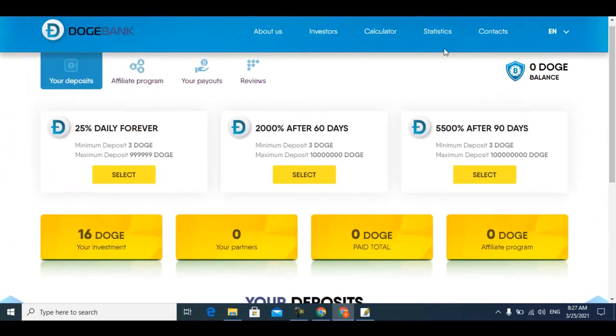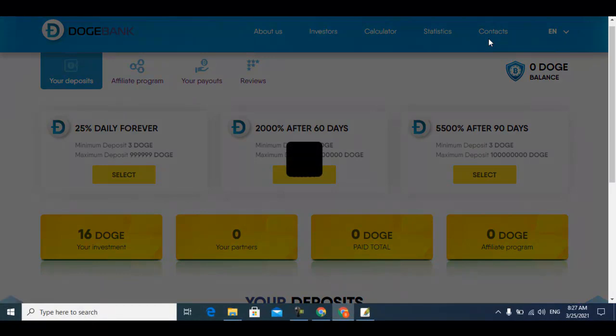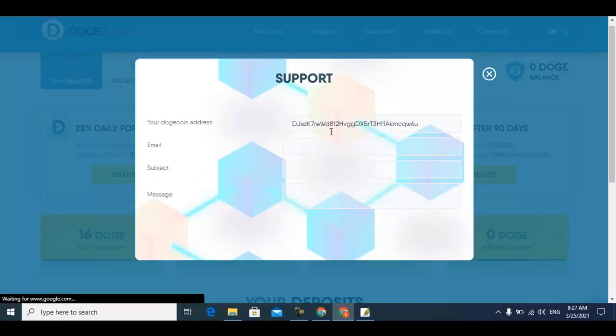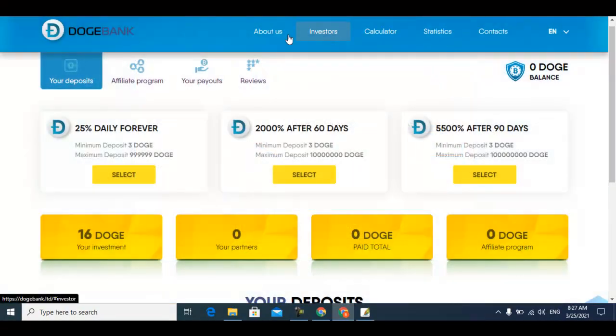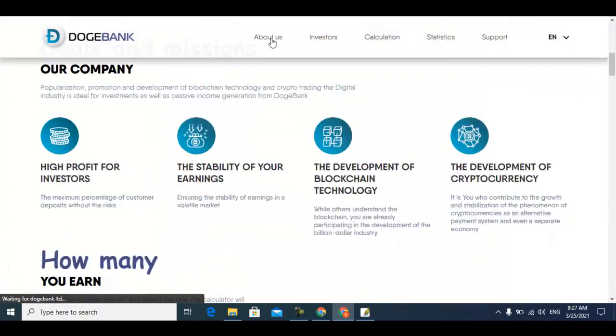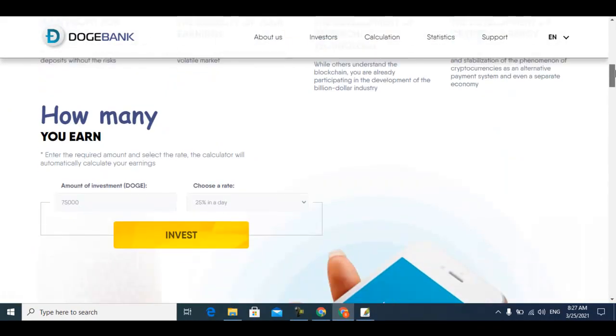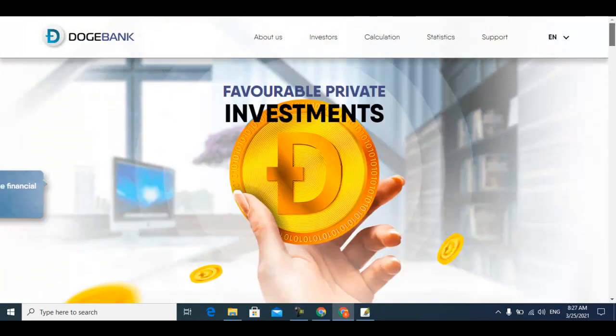Okay, about that, this is the contact. You can contact the person. Okay, put your email, subject or message, and just send it. You will be in contact with the owner of this website. About us, you can read about this one, and this is all the information this website tells you.